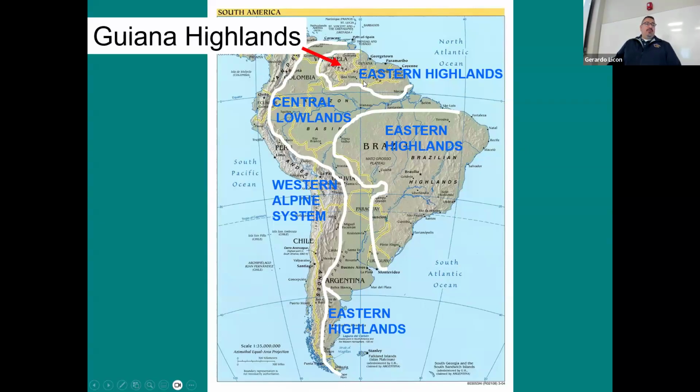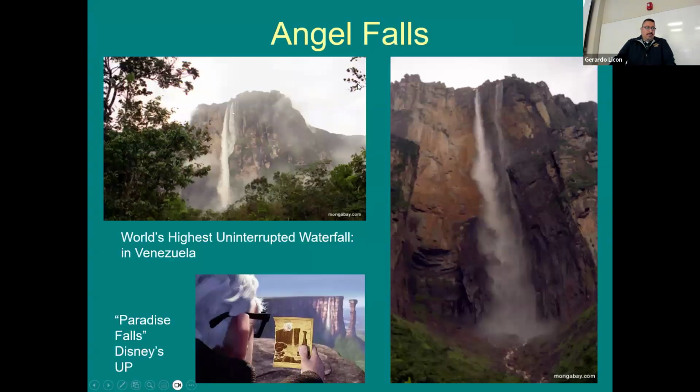Now we look into a little bit more detail into each one of those Eastern Highlands, starting with the northernmost, the Guiana Highlands. One noteworthy thing about them is this is where you can find Angel Falls. Angel Falls are the world's highest uninterrupted waterfall. They are in Venezuela.